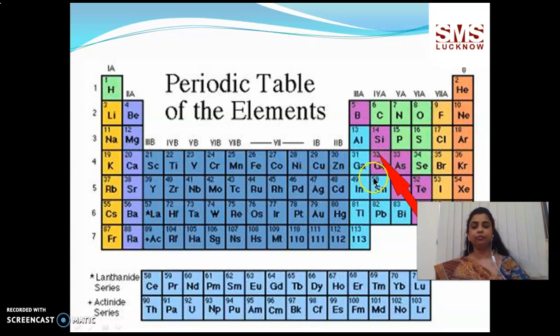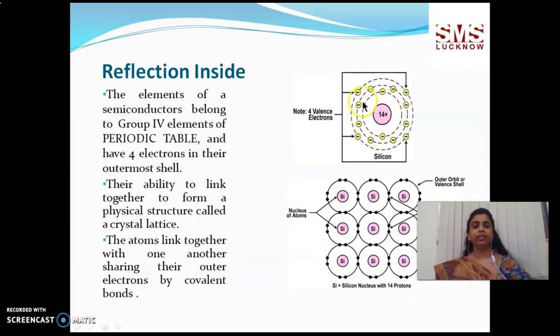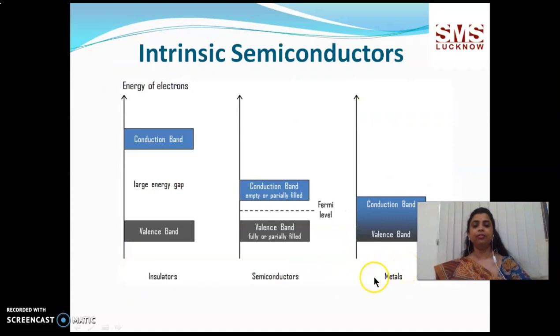So here we see that these elements have 4 electrons in their outermost shell, and with the help of these 4 electrons, they easily form covalent bonds with the neighboring silicon atoms, giving rise to a crystal lattice. Now here we see that there is a vast difference between metals, semiconductors and insulators.